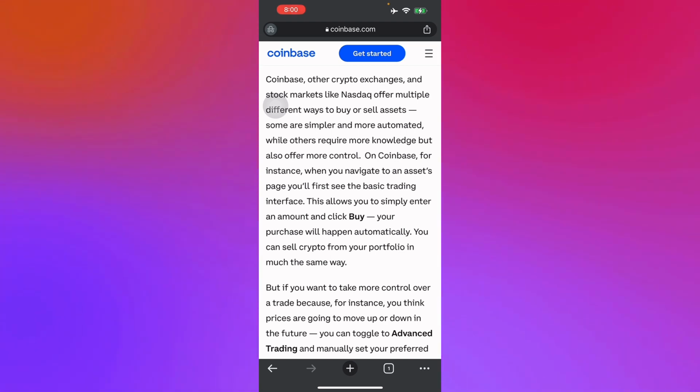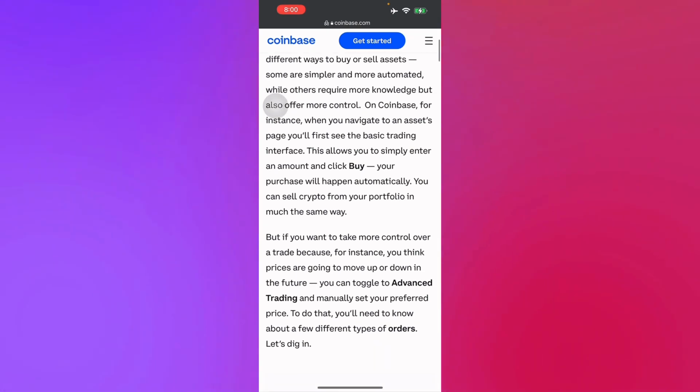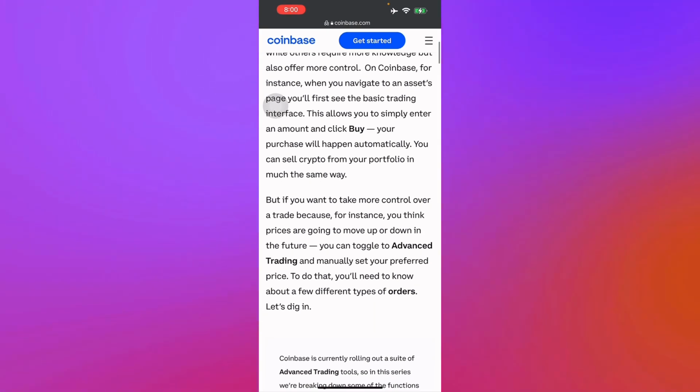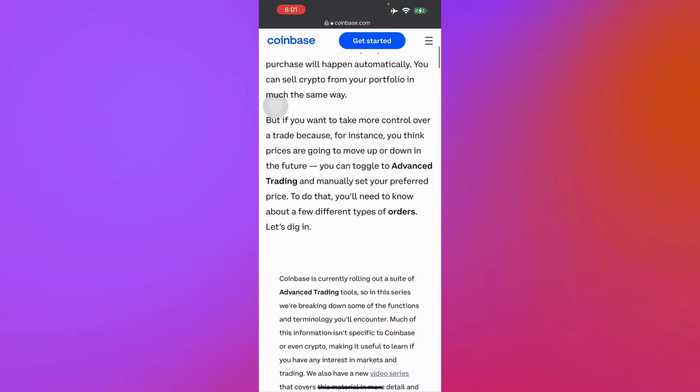In Coinbase, for instance, when you navigate onto the assets page, you'll first see a basic trading interface. This allows you to buy. Simply click and buy, your purchase will happen automatically. Unlike others such as Binance, where you have to place your stop limit and other things like that, which is really complicated for beginners. You can sell crypto from your portfolio in much the same way.